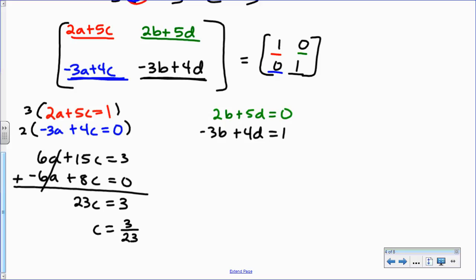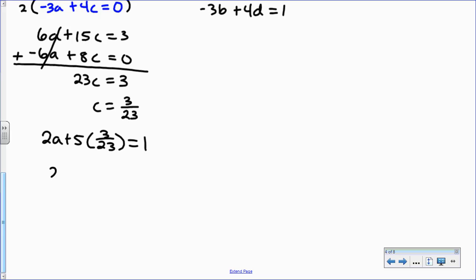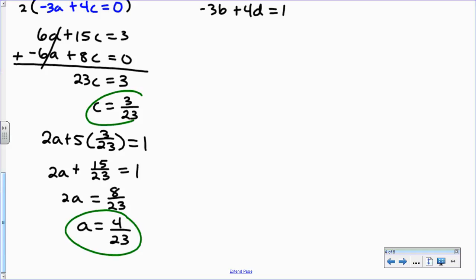That's not a very nice number, but think about it: the inverse of 3 is 1/3, so it makes sense that we have fractions here. Just because you have a fraction doesn't mean that it's wrong. I'm going to go back up to the top equation and plug that in. 2a plus 5 times 3 over 23 equals 1. That's 15 over 23. 1 minus 15 over 23 is 8 over 23. Divide by 2 and you get 4 over 23. So there's A and C.